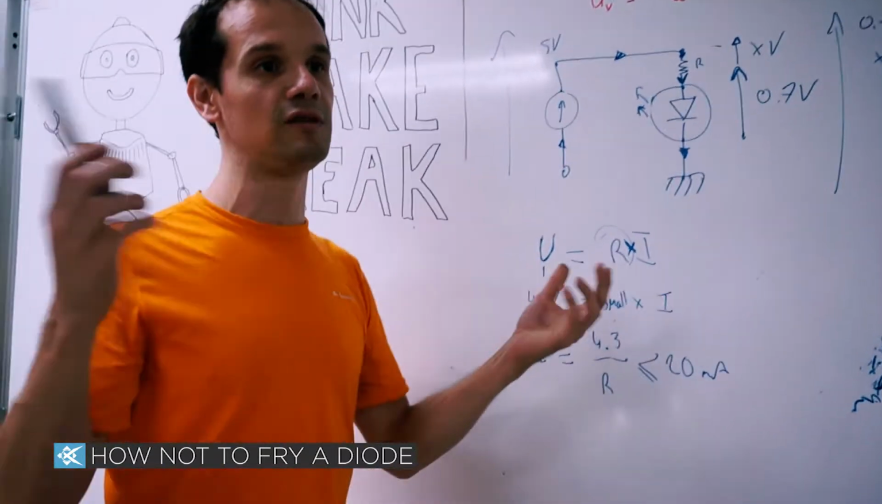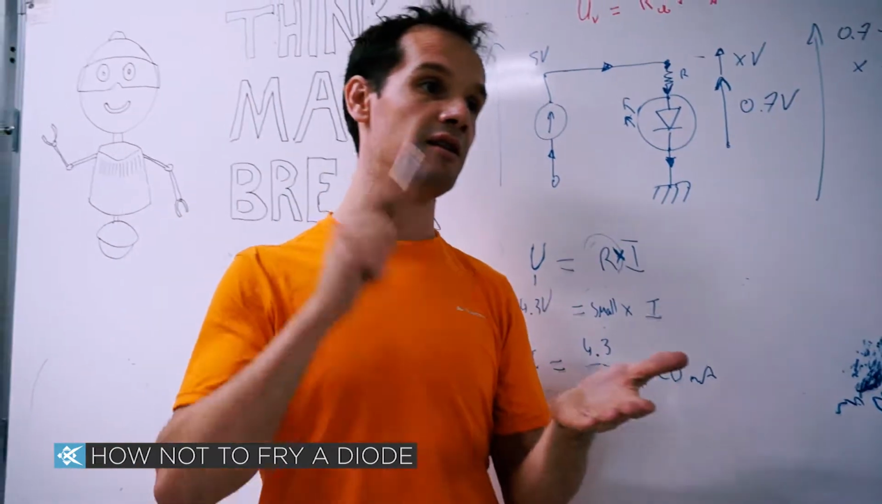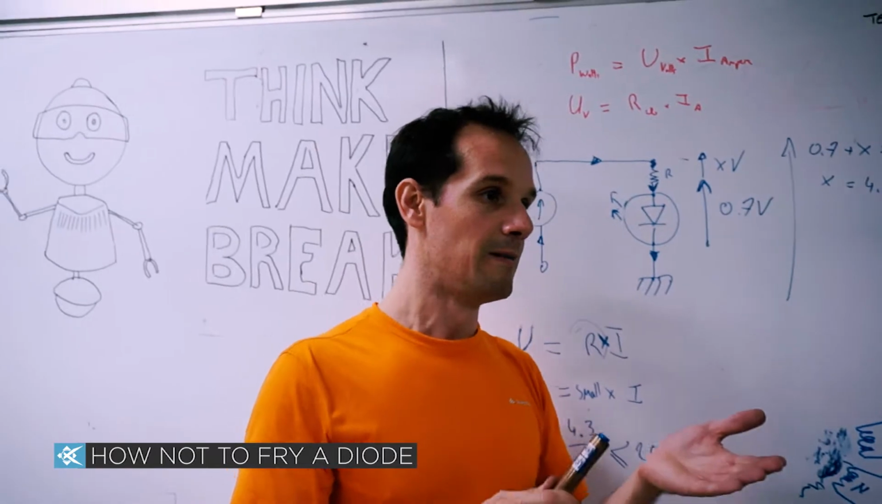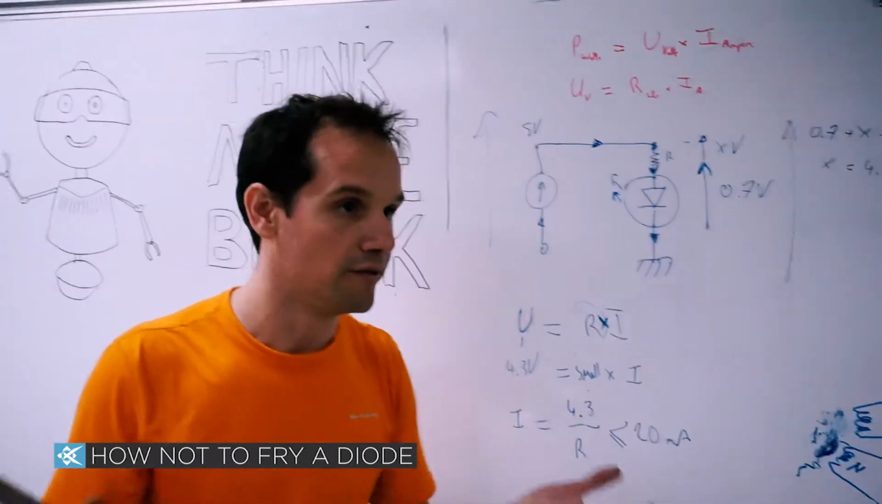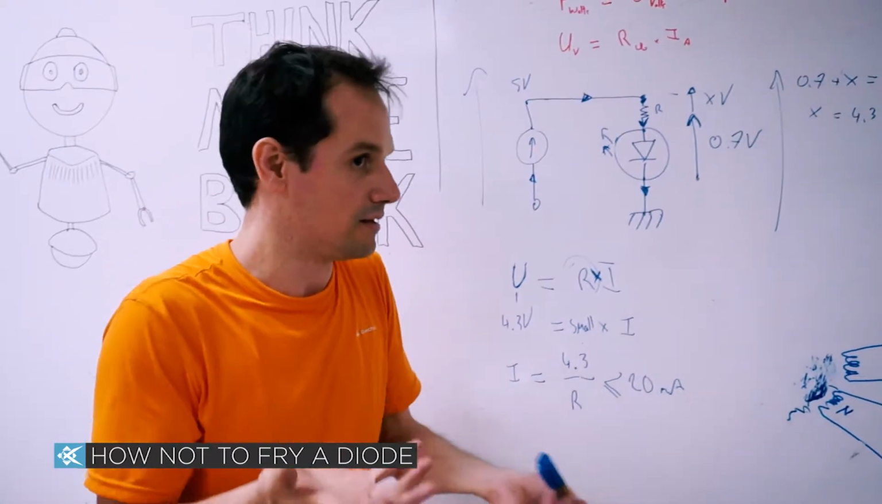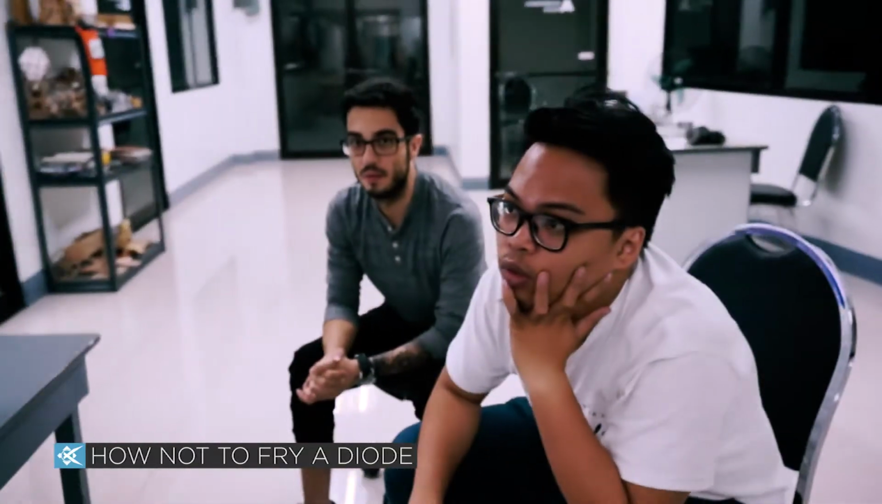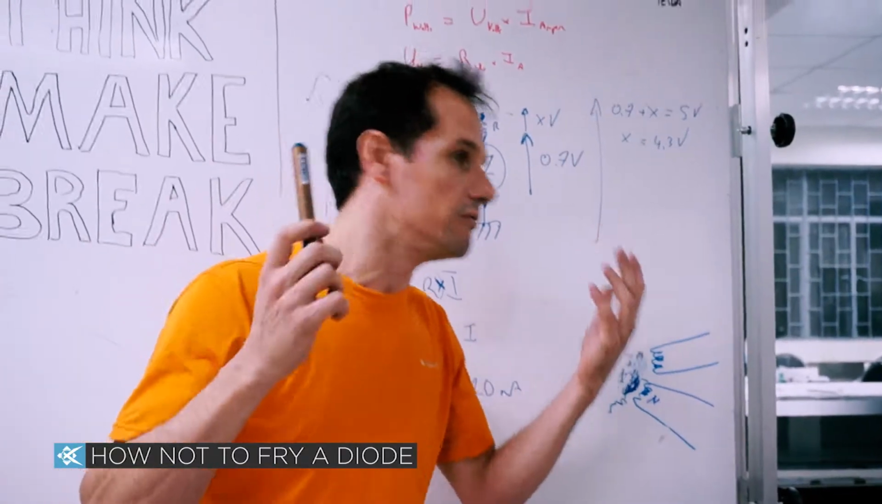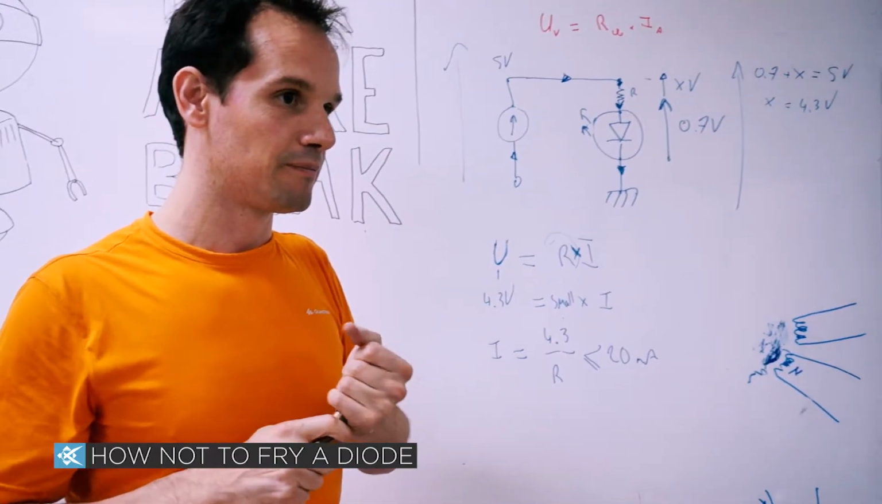Because if it's rated at 20 milliamps, it means it can keep 20 milliamps for a very long time without dying. If you have less, then it's okay. If you have like 10 milliamps, it's probably fine. It's just going to be not as bright. That's it. Ideally, how much would you use? Ideally, it depends on the spec of your diode. 20 is probably common.